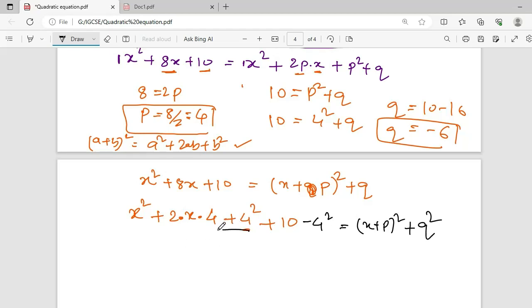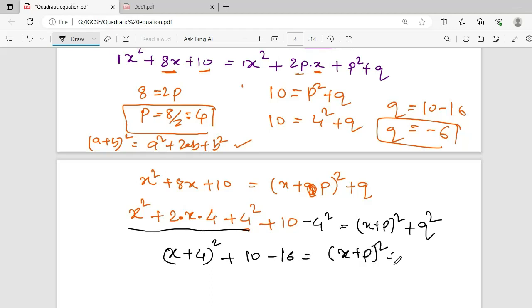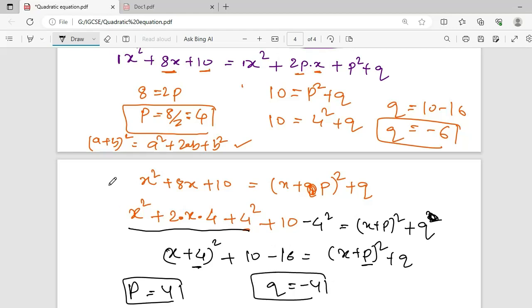And I'm going to write x plus p whole square plus q. Now if you see here, this is nothing but a square plus 2ab plus b square. I can write it as x plus 4 whole square plus 10 minus 16 is equal to x plus p whole square plus q. My bad, it is not q square, it is q. So from here we can compare and get p is equal to 4, and 10 minus 16 is minus 6, which is nothing but q. So see, we can utilize different ways to solve one question. Either you can use the completing the square method, or you can just expand and simplify the answer.